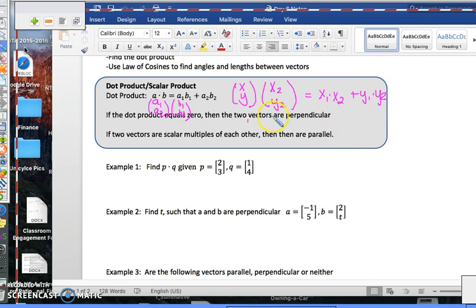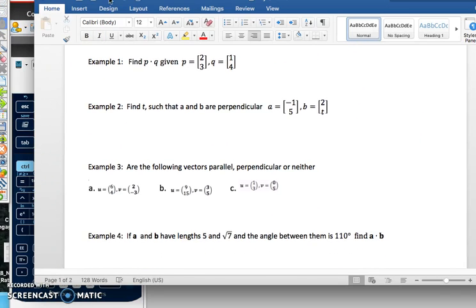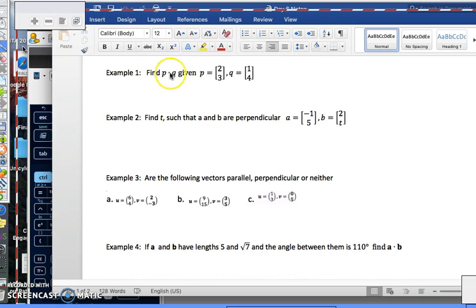Now if the dot product is 0, the two vectors are perpendicular, and if they're scalar multiples, they're parallel. So scalar multiple being 3, 2, and like 9, 6, because to get from one to the other, we just multiply everything by 3. So the first thing that we're going to take a look at here, these first couple examples, is dealing with the dot product. So P times Q, and again, these should be in parentheses, 2, 3 times 1, 4. So 2 times 1 plus 3 times 4. So 2 plus 12. So we have 14.